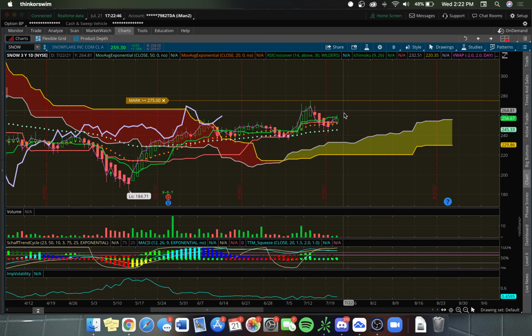So keep your eye on Snow. As soon as it gets above this 267, 275, it's going to run even more. It still has 15 points to get there. So you could always pick up, about 2 months out, a swing play on Snow for around 300 calls or something. And I think it'd pay you still. I think it'll be good.